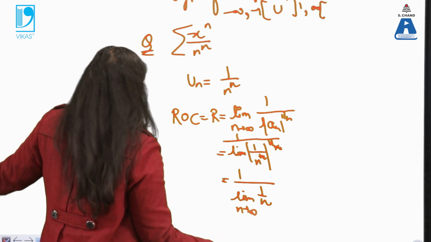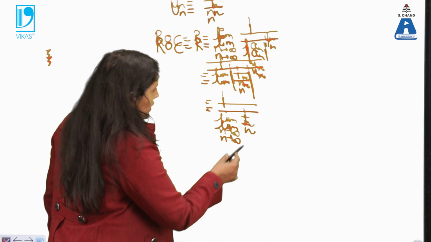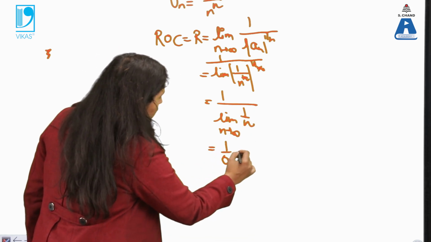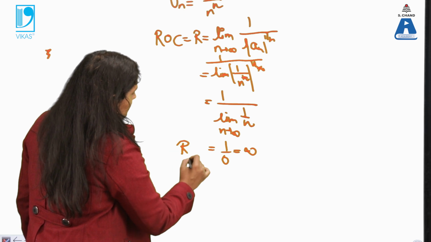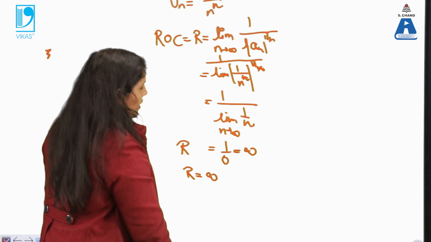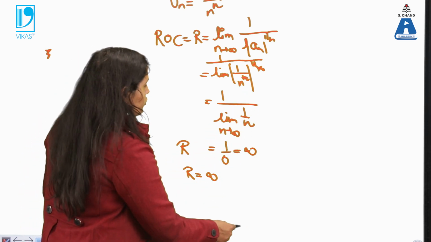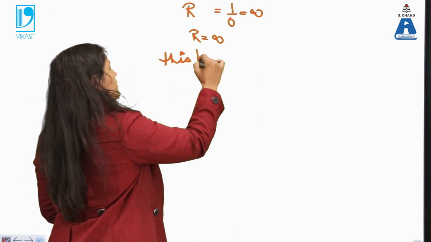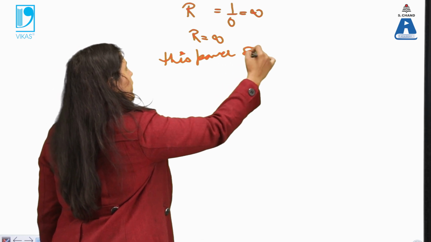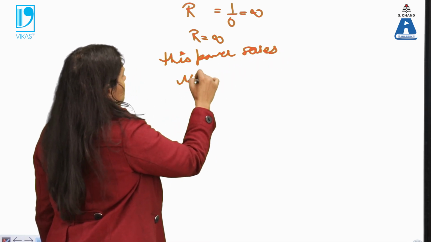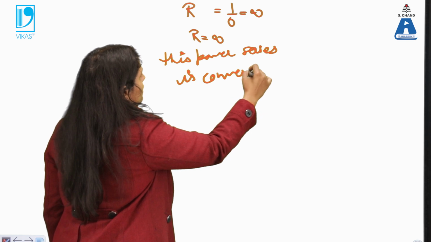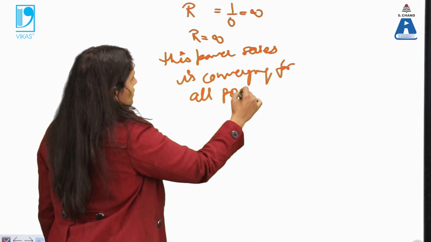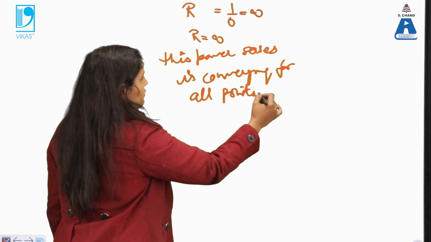So when you take the limit, 1 upon n will give you 0. So 1 by 0 is ultimately infinity. It means R is infinity in this case. It means this series is also converging for all points. This power series, because R is infinity, there is no end for the convergence, is converging for all points. Points means for all values of x.